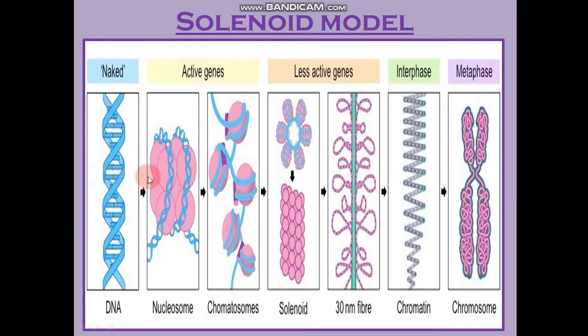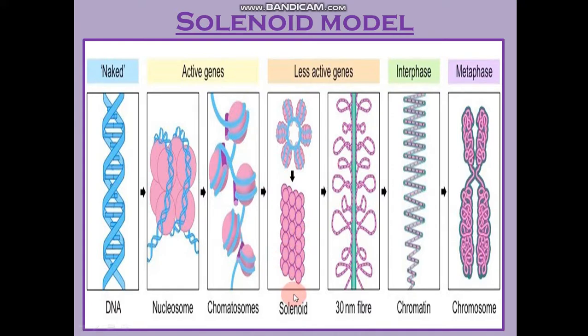Simplest, the DNA, then DNA wound around the histone octamer, called a nucleosome. That is, these octamers are arranged in a beaded structure, chromatosomes. They are further coiled in a spiral manner, solenoid. This solenoid is again coiled into fibrous form. These fibrous forms are condensing into chromatin, further condensing into chromosomes. Clear? So this is the whole level of complexity, where this central model is called the solenoid model.